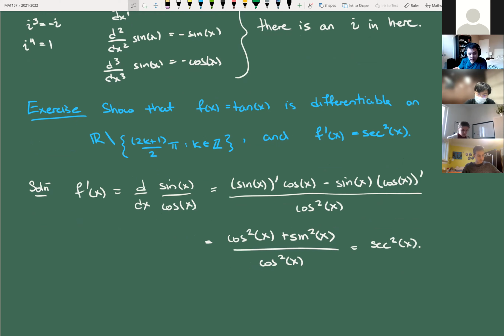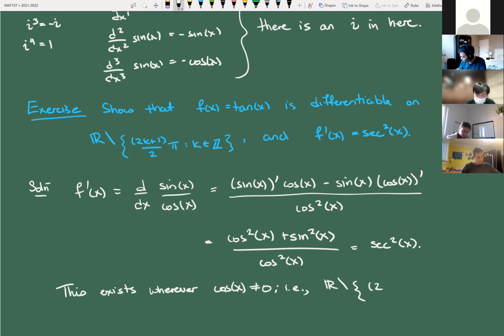right? And so this is going to exist anywhere that secant exists, and secant exists anywhere where cosine is not 0, right? And that's precisely the odd half integer multiples of pi, whatever weirdness that is, right? So this exists wherever cos x is not equal to 0, i.e. exactly what I said, right? 2k plus 1 pi over 2, k in Z. Right, and we're done.